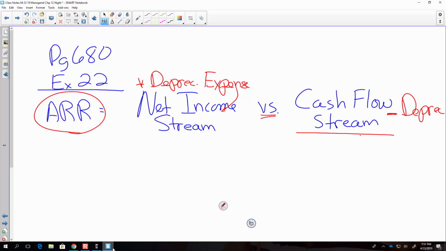Now I have to subtract the depreciation expense from the cash flow to get what? My net income stream. So know the difference. I get emails a lot on problem 22 because students think they're doing this like they did in the other problem. They're taking the number minus the depreciation expense. You don't do that because 22 has already got the depreciation expense taken out.